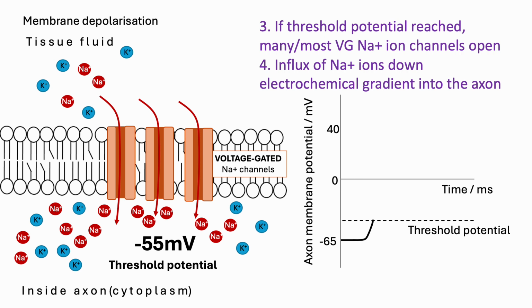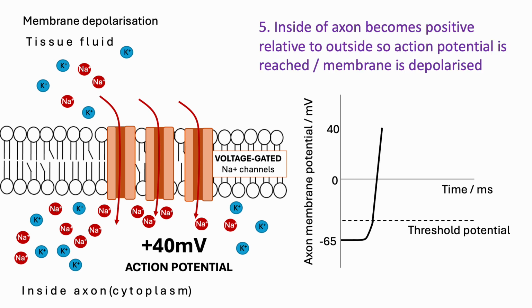If that threshold potential is reached, then we get many voltage-gated sodium channels opening, and we get an influx of sodium ions down their electrochemical or concentration gradient into the axon. We can see that on the graph with an increase in membrane potential, now becoming positive. That means we've reached an action potential. So the final marking point there, you're referring to the fact that the inside is now positive relative to the outside. The membrane is said to be depolarized.